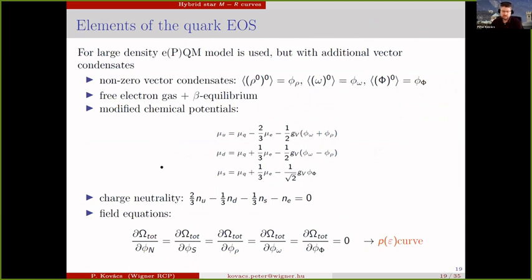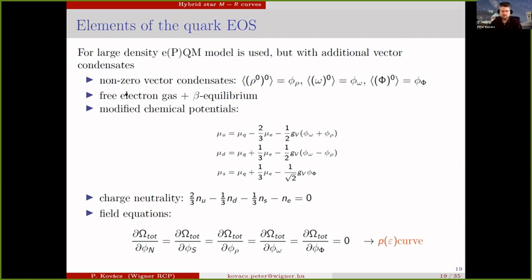And what we use in our model, which is not Polyakov anymore because at zero temperature the Polyakov variables are zero, is the extended quark meson model. As I mentioned earlier, additionally we have other condensates as well: for the rho meson, the omega meson, and the phi. These are the temporal components of these vectors. We assume that they have non-zero condensates.